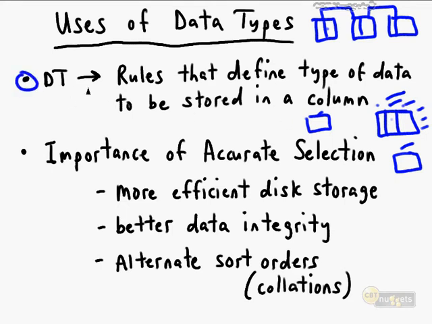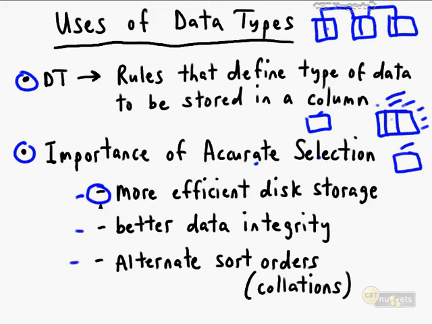Formally defined, a data type is a rule that defines the type of data to be stored in one of your table columns. And as I said at the beginning of this nugget, it's crucially important that you accurately select the best data type for each column in your tables. And here are the three biggest reasons, as I see it, to making the best possible data type choice on the front end. Number one, well, I'm not going to say these are hierarchical. I'll say they all have their advantages.